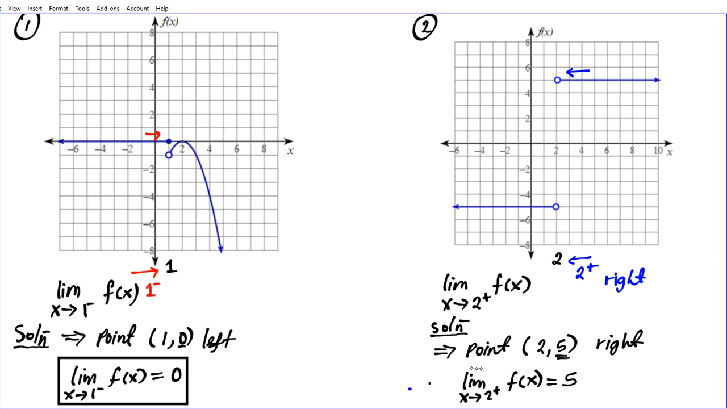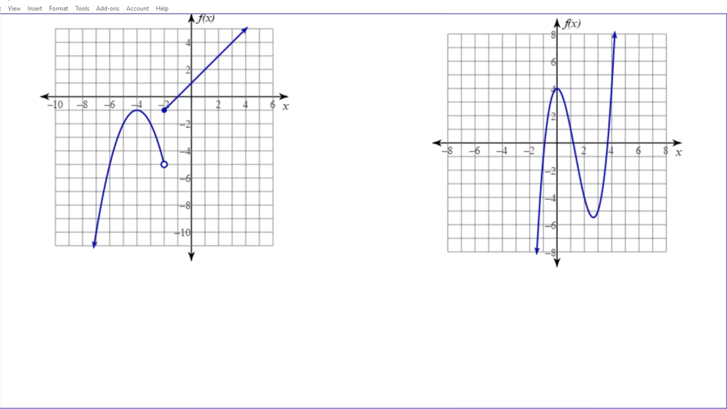Remember, the function doesn't have to get to 5. We're looking at what the function approaches. So a limit does not have to be approaching a defined point. It could be approaching a point that's undefined, as in this case, but what we care about is the y-coordinate of the point that it is approaching, whether it's defined or not.